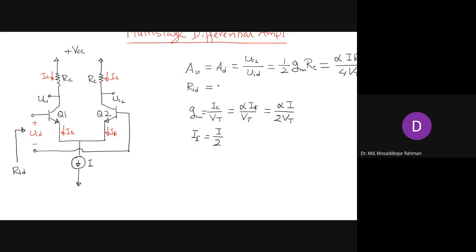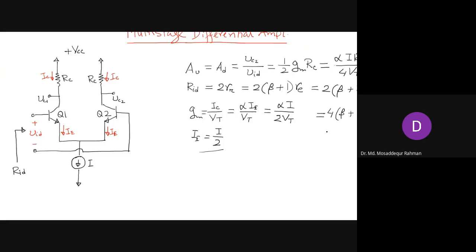Now RID is 2r pi, which we can also write as 2 times beta plus 1 times RE. And RE is VT by IE. Now IE we have determined; this is our I, substitute for this. We have I by 2, so this will become 4 beta plus 1 VT by I.